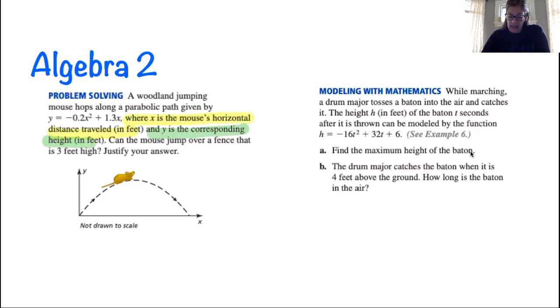In the second example that I have on the screen, it's a drum major with a baton tossing it into the air, and it says the height in feet of the baton t seconds after it is thrown. So in this example, you know the vertical distance of the baton and the time that the baton is at that particular vertical distance, but you don't know its horizontal distance. So in previous problems with projectile motion, we've been looking at it through a single equation, and we can only really know two things.